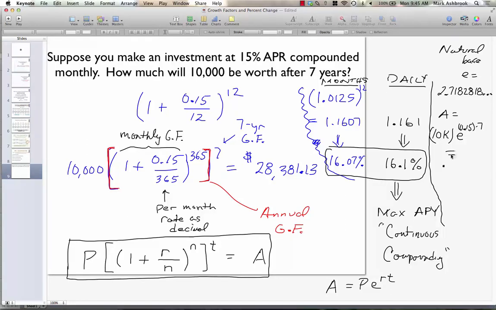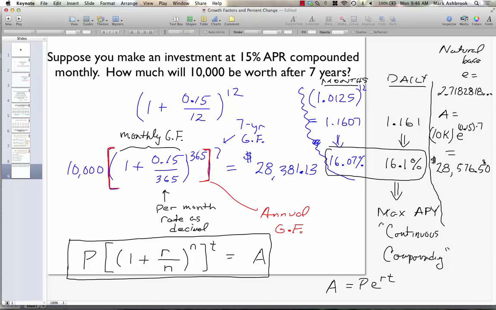What do you get? 28,000? Anybody got it yet? 28,576.5. So going from daily to continuous over 7 years at 15% got us what? $6 more bucks? Is that what happened? So very close, right? So once we get to daily, basically, there's not much of a difference anymore. But this is still the very maximum you can do. The very best you can do is to compound every single moment.